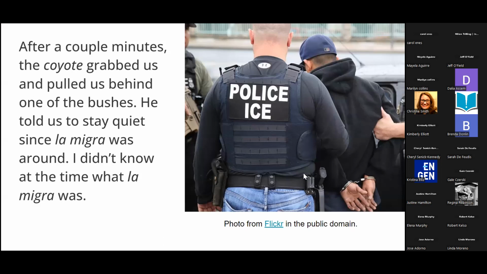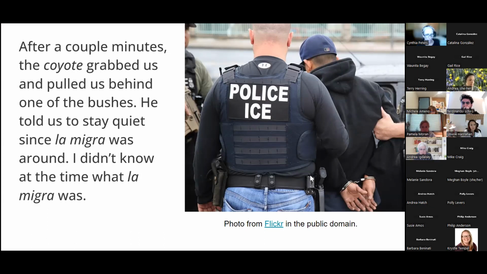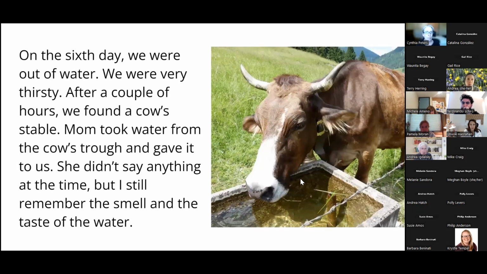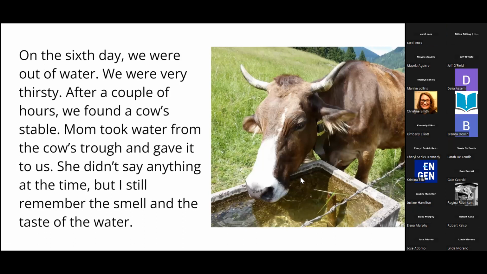After a couple minutes, the coyote grabbed us and pulled us behind one of the bushes. He told us to stay quiet since La Migra was around. I didn't know at the time what La Migra was. On the 6th day, we were out of water. We were very thirsty. After a couple of hours, we found a cow's stable. Mom took water from the cow's trough and gave it to us. She didn't say anything at the time, but I still remember the smell and the taste of the water.